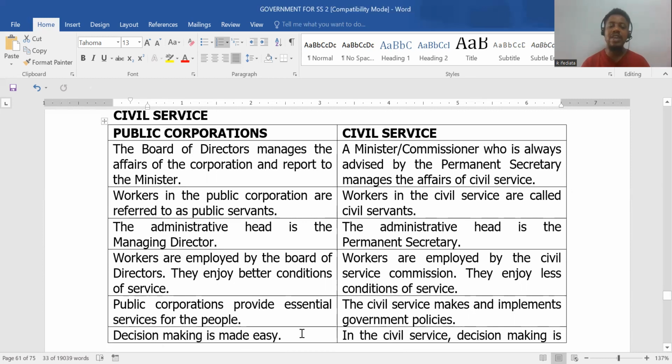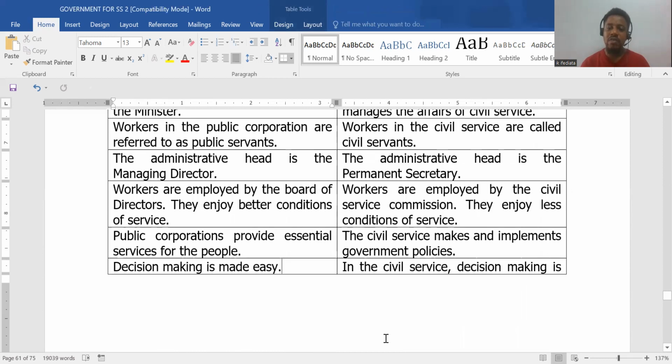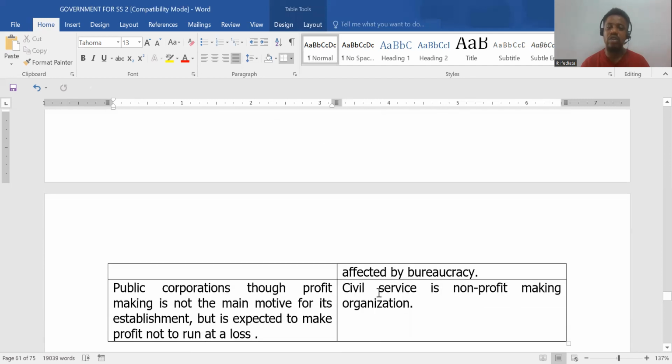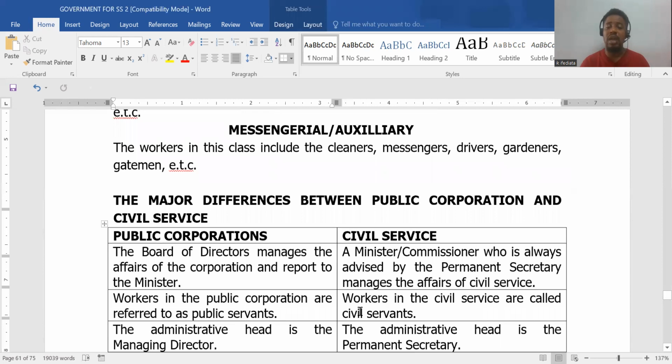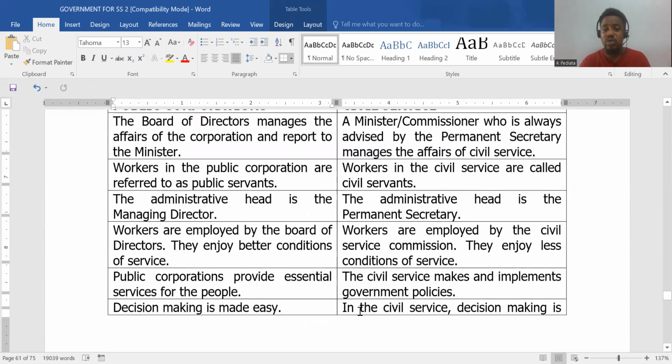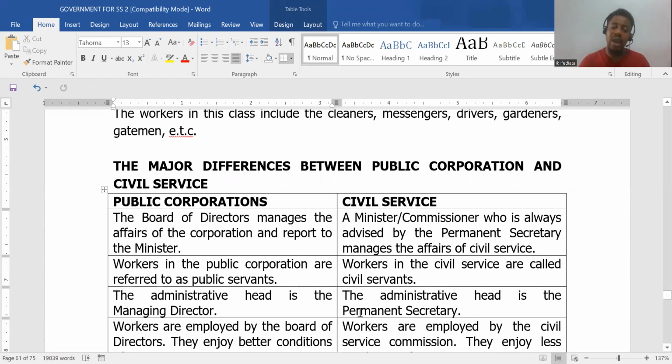Decision making is made easy. It's easy because there is no bureaucracy here. We discussed it in the lesson. In civil service, decision making is difficult because there is bureaucracy. Public corporations, though they make profits, however, it is not the motive or the reason for which it was established. Right? Civil service is a non-profit making organization, right? So you can get more examples of differences or similarities between public corporation and civil service. These ones are clear enough. If you had followed us in the notes, you would have come to pick out some of these points we are mentioning here.